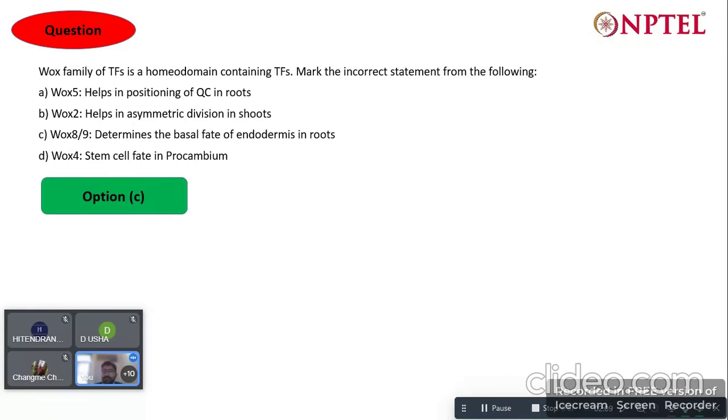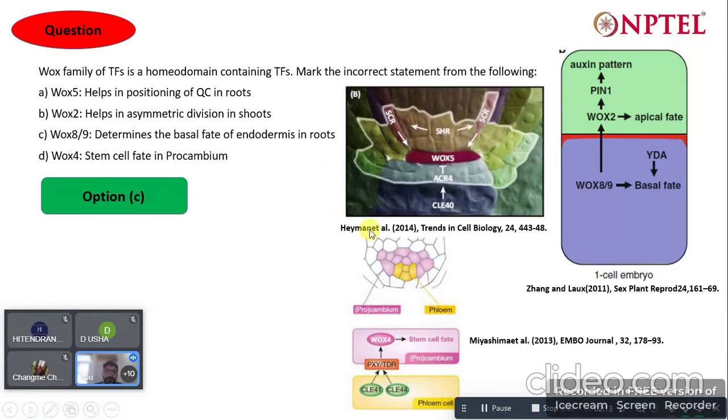So yes, the correct option is option C. And so first, VOX5 is present in QC in roots and helps in its positioning. Second, in shoots, VOX2 helps in the apical fate of the shoot, as well as VOX8 or 9 helps in the basal fate of the shoot, not the root. So option C is wrong. And VOX4 helps to maintain the stem cell fate of the procambium. Okay, so this is how different VOX genes function. So any doubt in this? If not, then we'll move on to the next question.